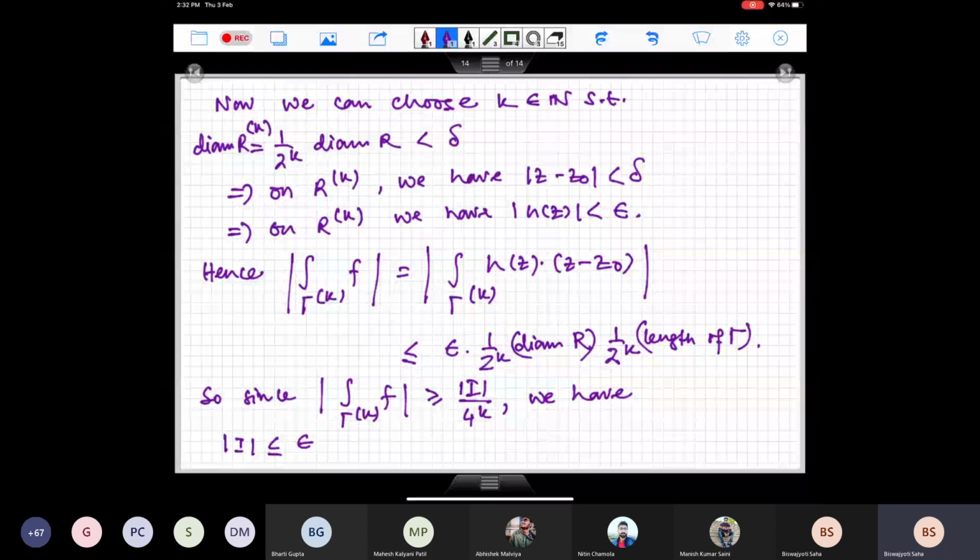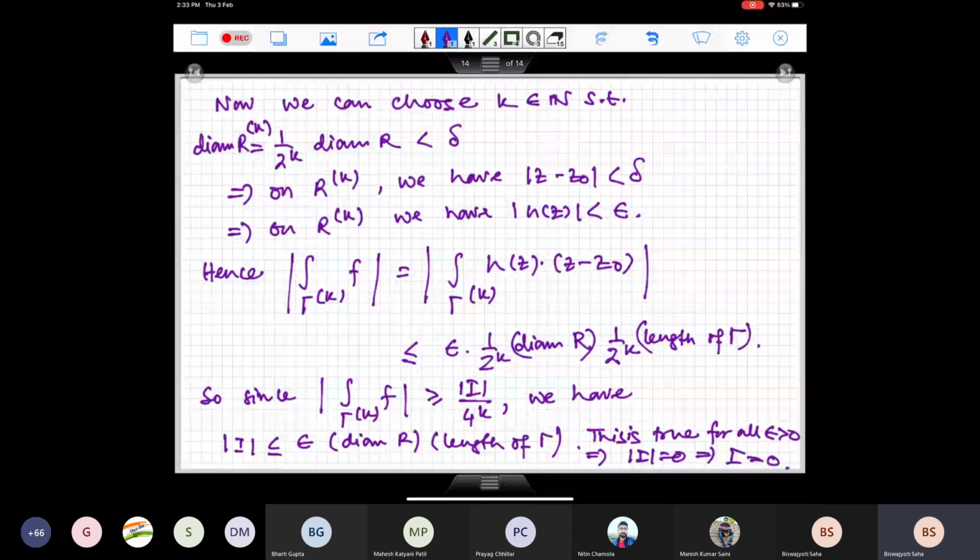Yes, sir. So mod of I is less than epsilon times diameter of R times length of gamma. This is true for all epsilon positive. This implies mod of I equal to 0, which implies I equal to 0. So do you agree to the argument that I have given? Yeah.